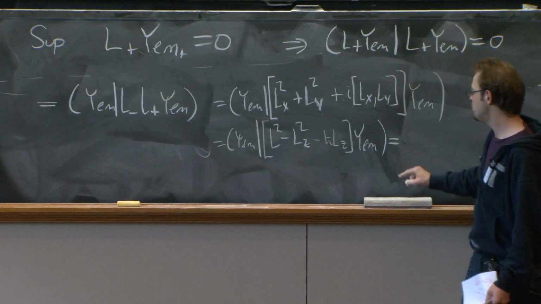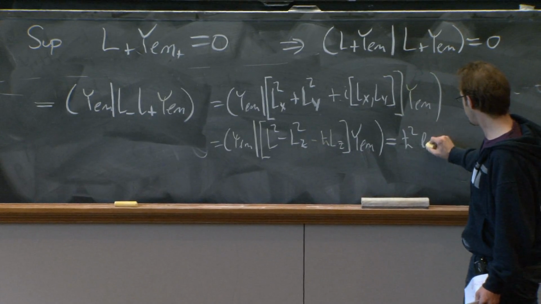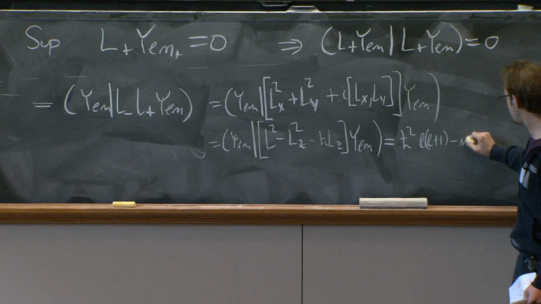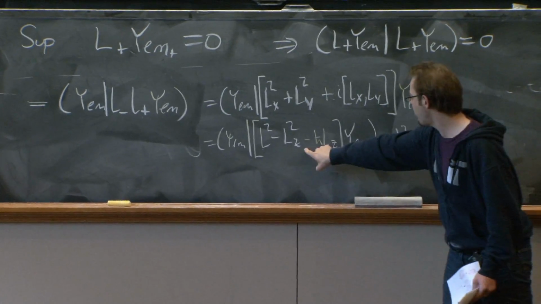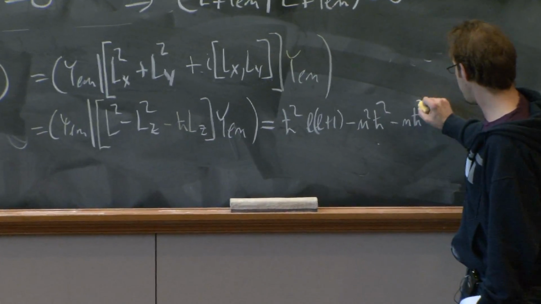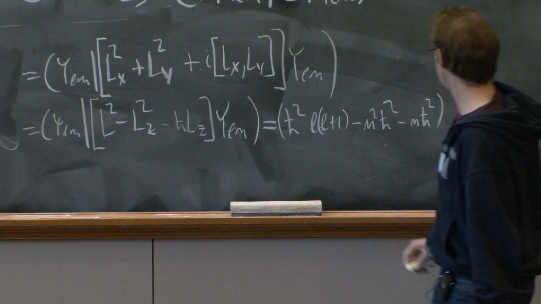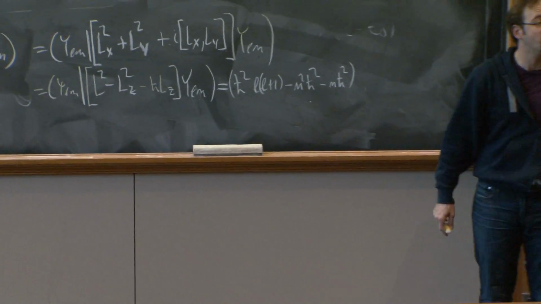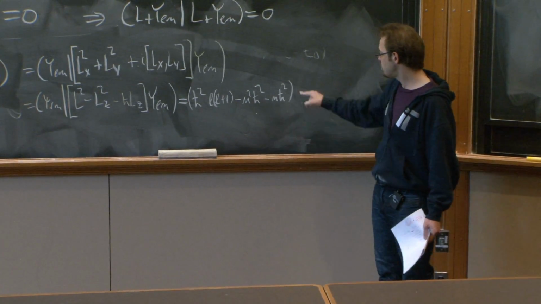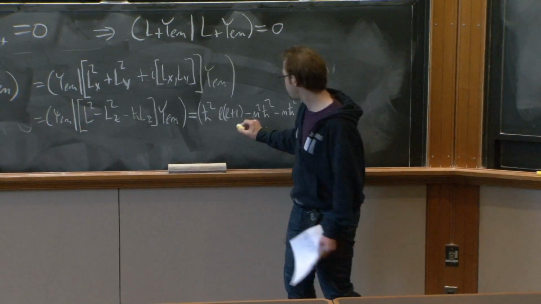But this is equal to, from L squared, we get h bar squared L(L plus 1). From the LZ squared, we get minus m squared h bar squared. And from here, we get minus h bar m, so minus m h bar squared. Notice that the units worked out. And all of this was multiplying YLM, YLM. But if it's a properly normalized eigenstate, which is what we were assuming at the beginning, that is just 1. So we get this times 1 is 0. Aha!